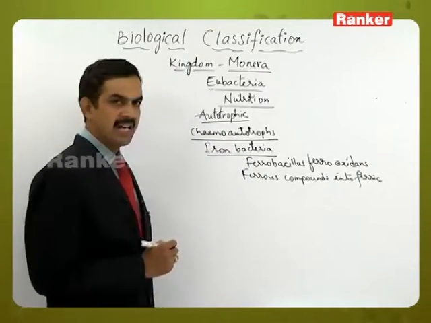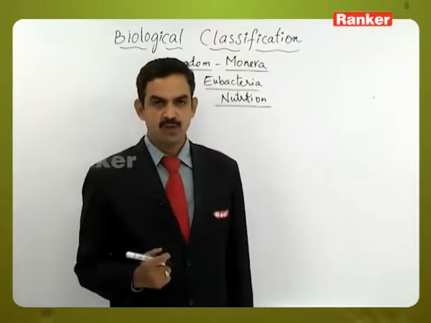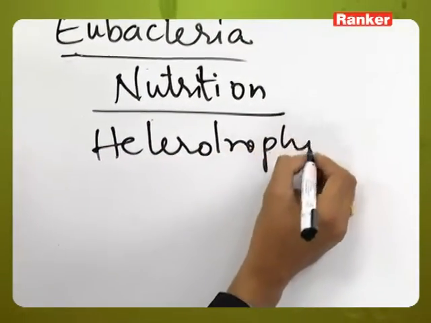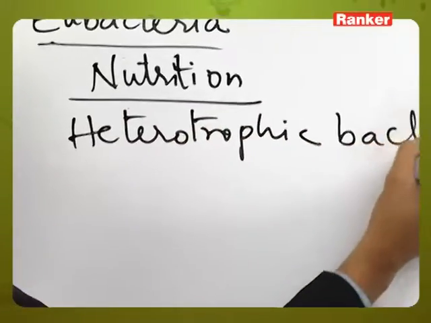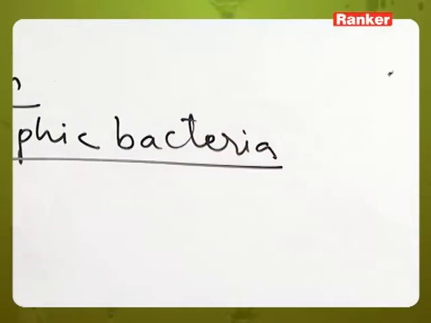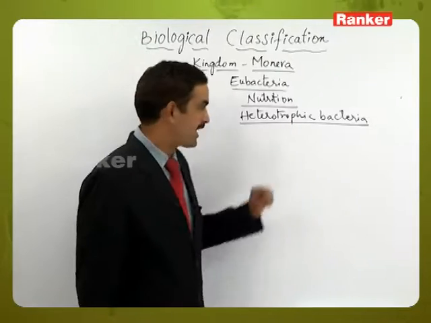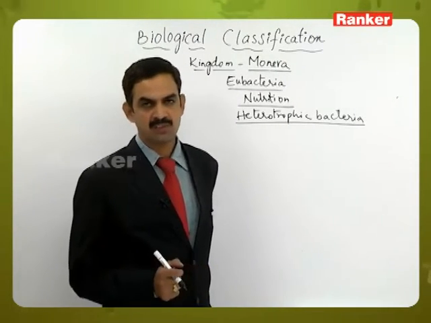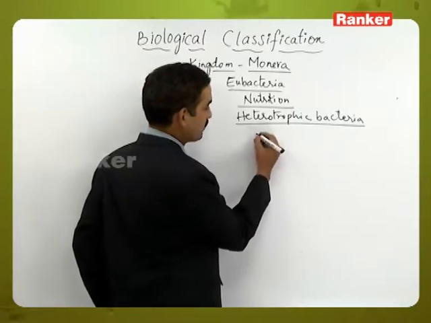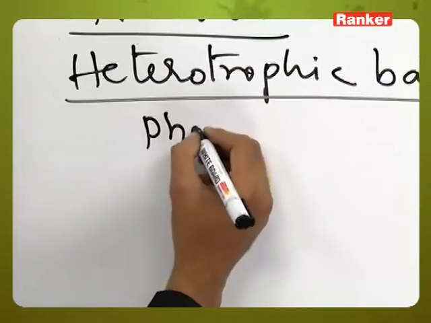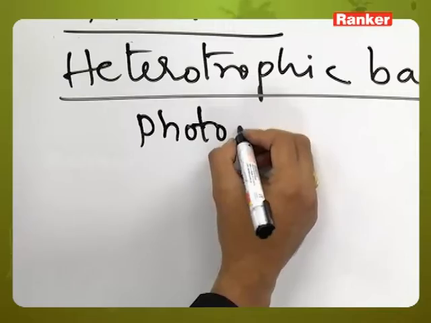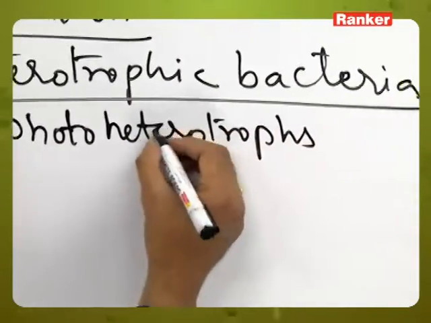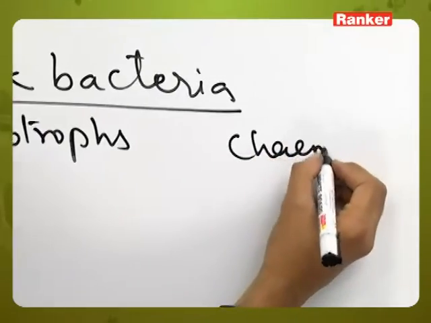Then the next one is the heterotrophic bacteria. Heterotrophic bacteria are the ones which cannot prepare their own food materials, but depend upon others for nutrition. Here these are of two types. One is called photoheterotrophs and the other is chemoheterotrophs.